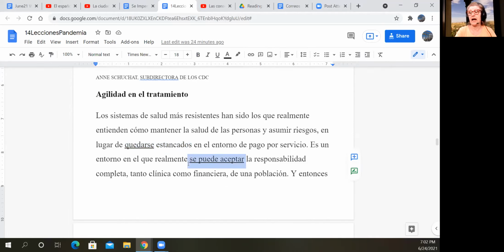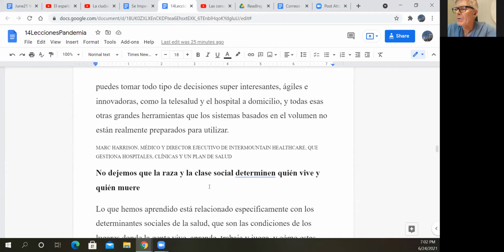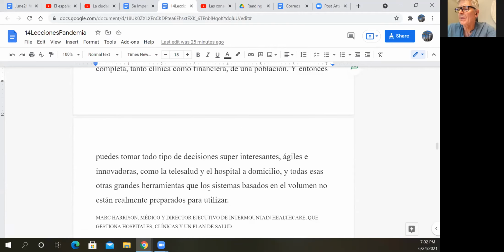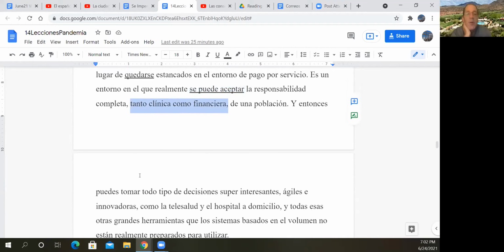And here we've got the se prohíbe, se puede aceptar. One can, or you can accept responsibility. Okay. A ver. Una pregunta. Sí, sí, dime. Tanto clínica como financiera. Sí, okay. As much clinically as monetarily.